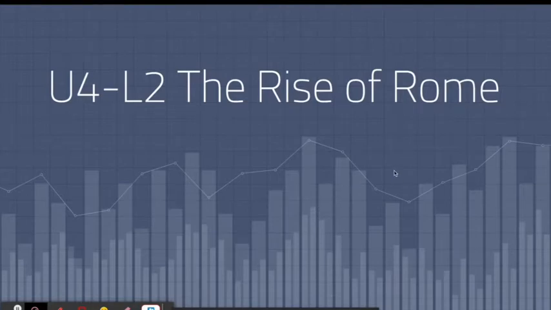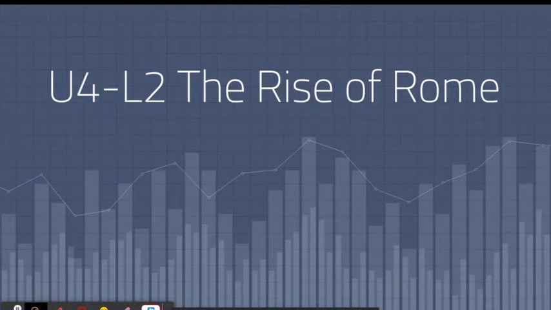I don't 100% know why my little face square isn't showing up, but whatever, maybe it'll pop up later. It'll be a surprise.